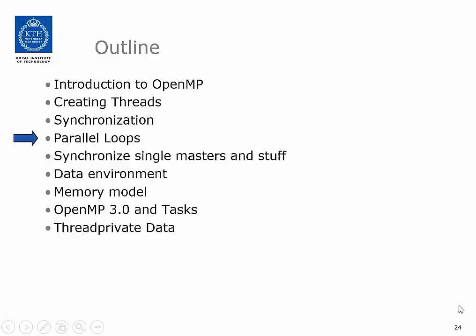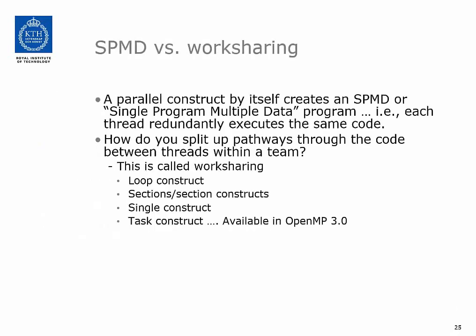So now we will look at some easier ways of dealing with how to get the threads to do different stuff by means of work sharing constructs. What we've seen so far is a way to control the parallelism by means of something called SPMD, which stands for Single Program Multiple Data. That is, each thread redundantly executes the same code, and you split up the pathway through the code using knowing the number of threads that you have and the thread ID of each thread.